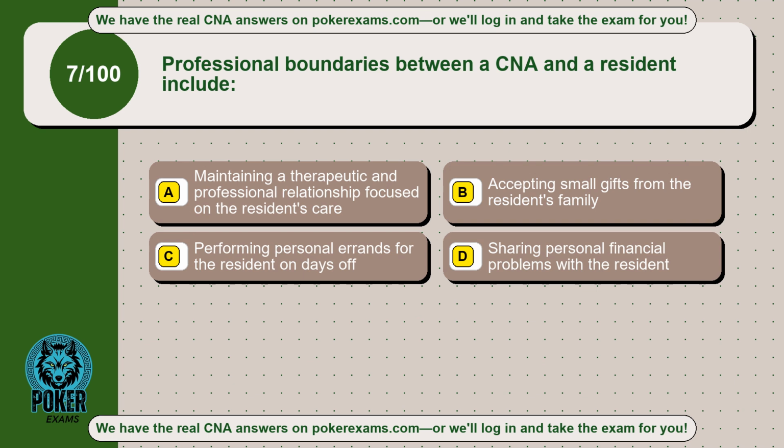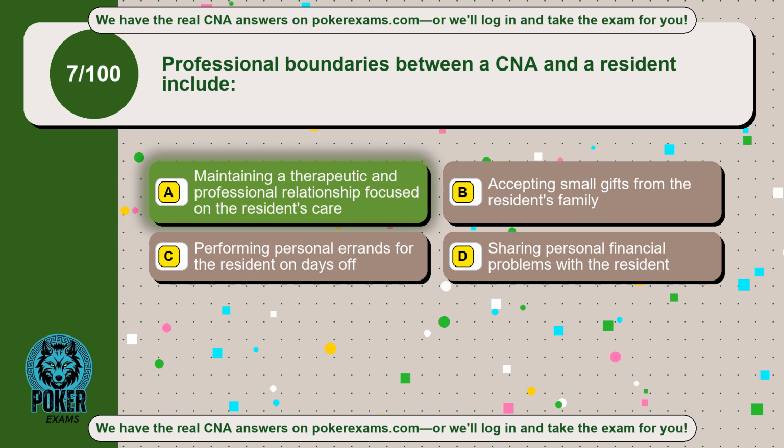Question 7. Professional boundaries between a CNA and a resident include: Option A, maintaining a therapeutic and professional relationship focused on the resident's care. Option B, accepting small gifts from the resident's family. Option C, performing personal errands for the resident on days off. Option D, sharing personal financial problems with the resident. The correct answer is option A, maintaining a therapeutic and professional relationship focused on the resident's care.